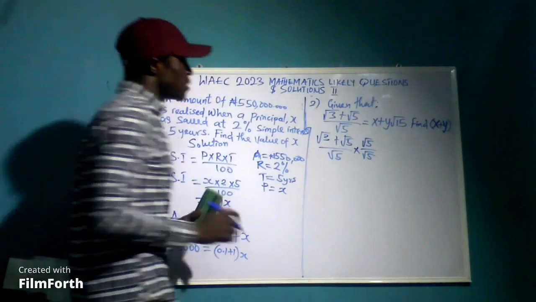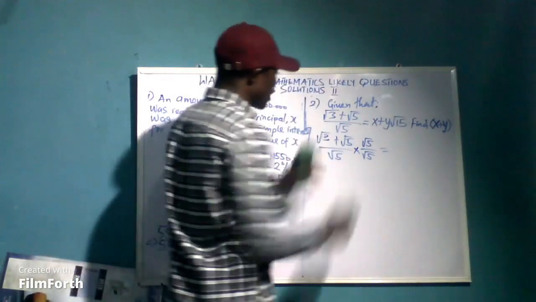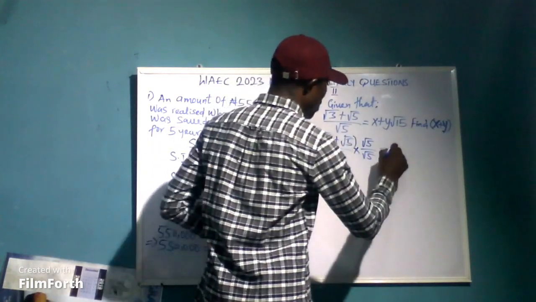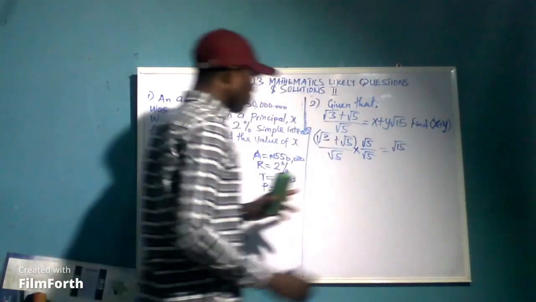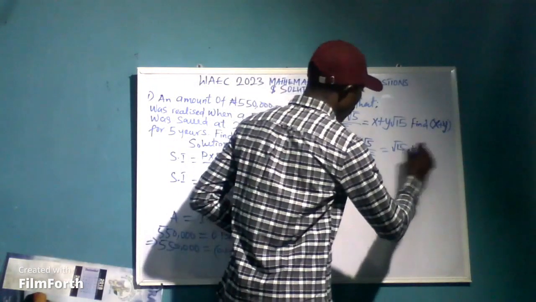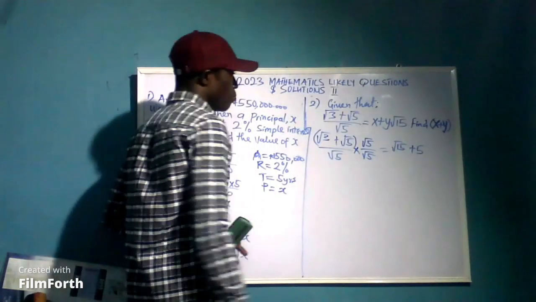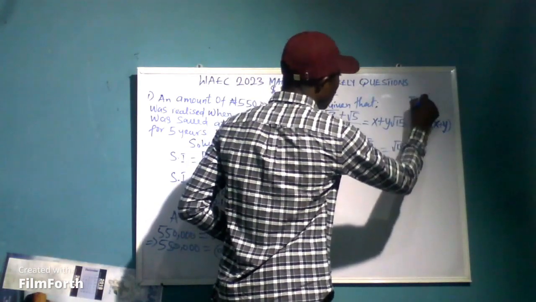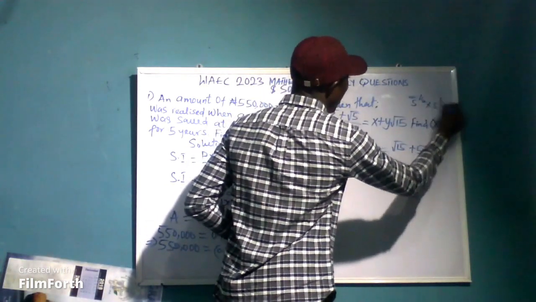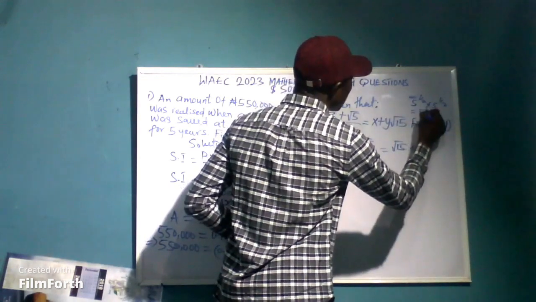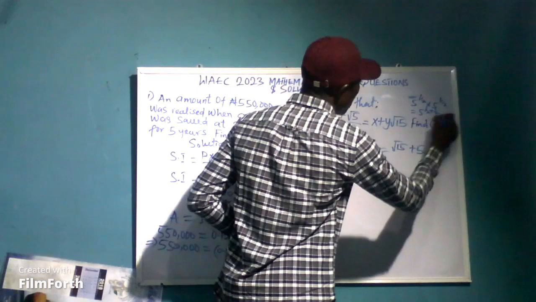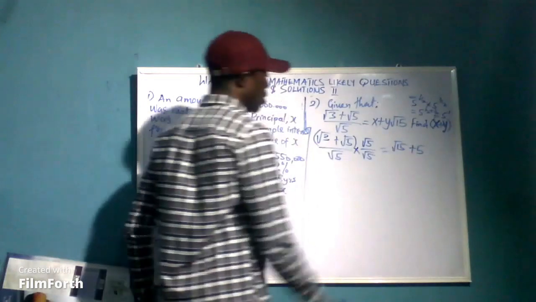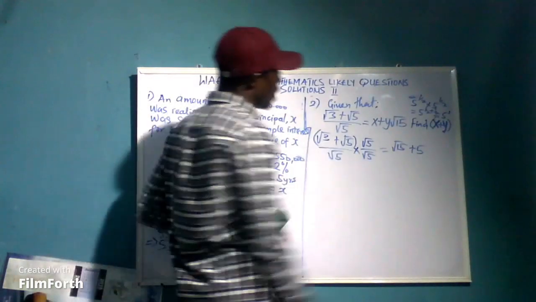So this will be equal to, in brackets, root 3 times root 5, which gives root 15, plus root 5 times root 5, which gives 5. Because root 5 times root 5 is the same as 5 raised to power half times 5 raised to power half, which gives 5 raised to power half plus half. Half plus half is 1, so we have 5 raised to power 1, which is 5. So root 5 times root 5 gives 5.